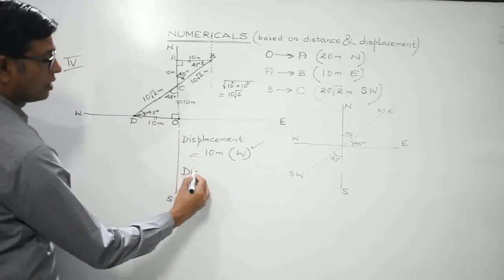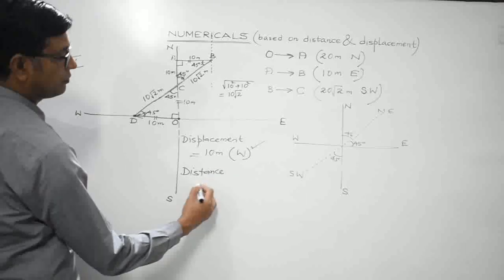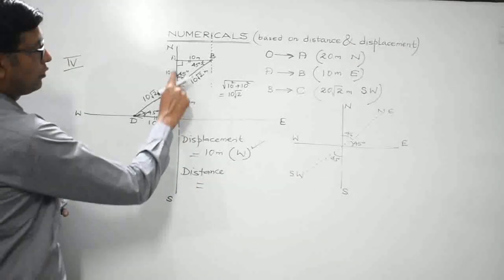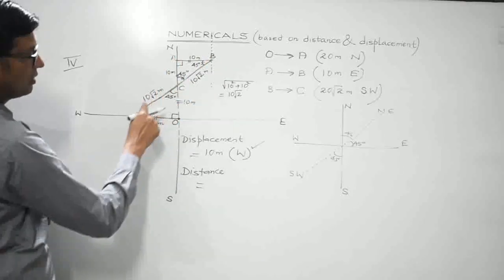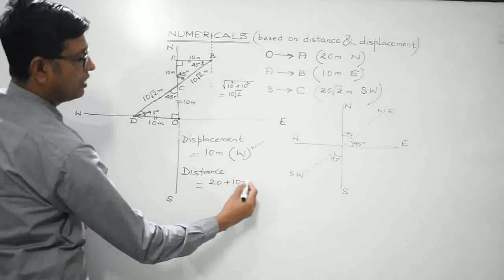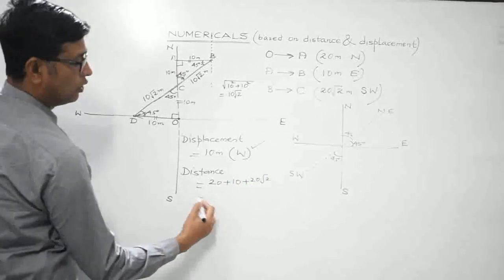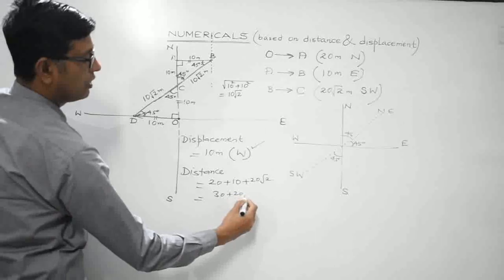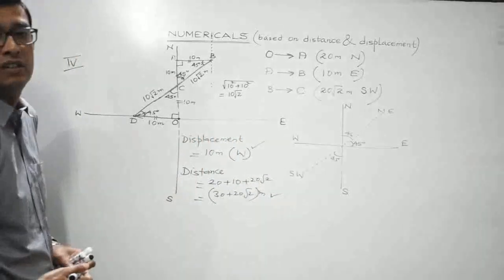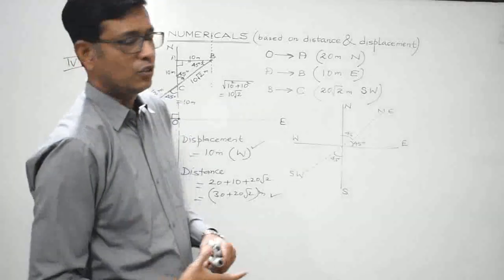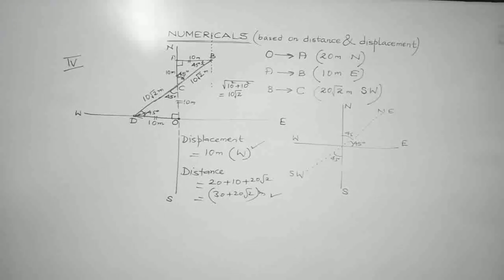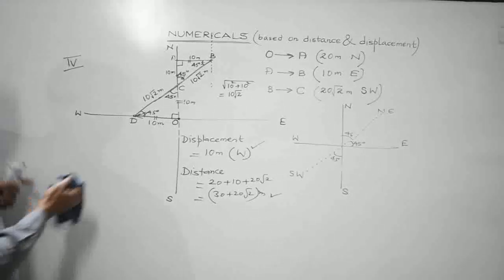And if you want to find out the distance, it is the length of the actual path covered. So it will be 20 plus 10 plus 20 root 2. So distance would be 20 meter plus 10 meter plus 20 root 2, so it will be 30 plus 20 root 2 meters. This will be the distance and this will be the displacement. So it was a very good question. Let us try another very interesting question.